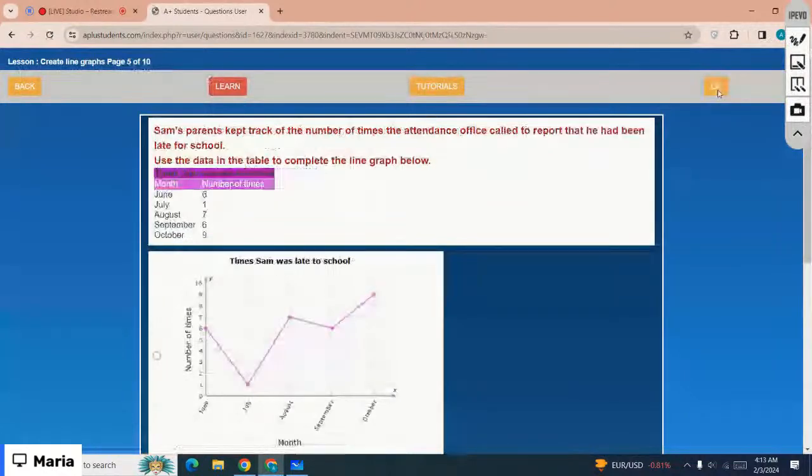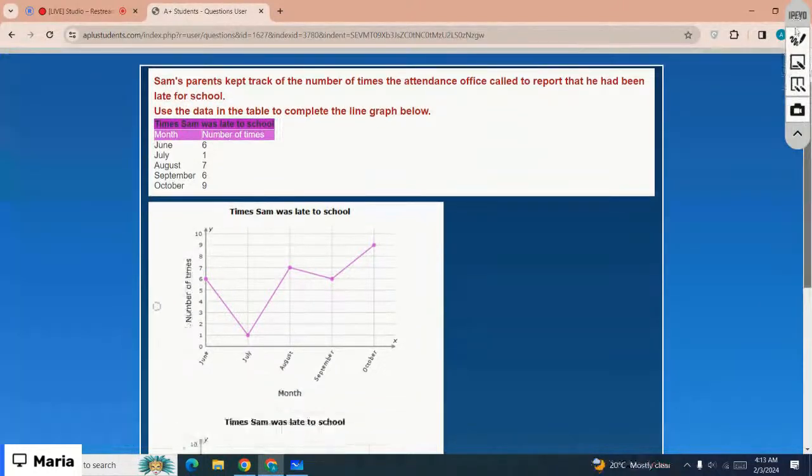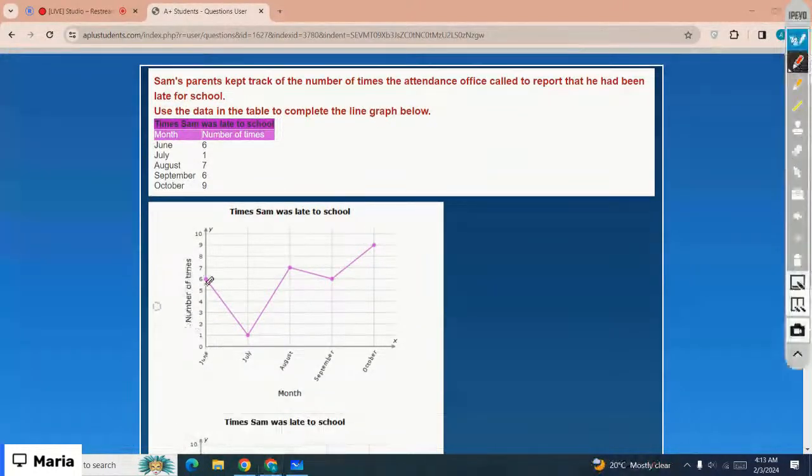The next one is: Sam's parent kept track of the number of times the attendance office called to report that he had been late for school. Use the data in the table to complete the line graph below. Okay, in June, he is late 6 times. So here is June, here is the point in front of 6. July, just 1. Here is July, here is the point. So yes, you have it matched with 1.